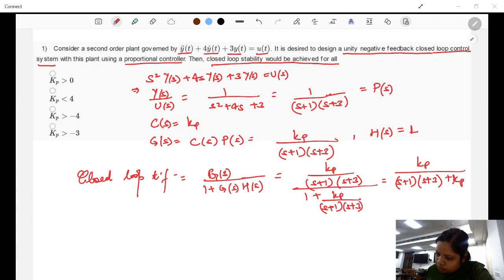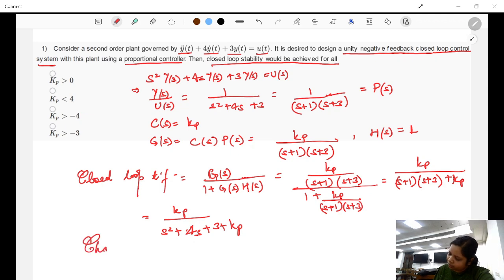Okay. So you can again break it in that form only: Kp upon s square plus 4s plus 3 plus Kp, right? Once you get this, what is the characteristic equation here? s square plus 4s plus 3 plus Kp is equal to 0. This is your characteristic equation.